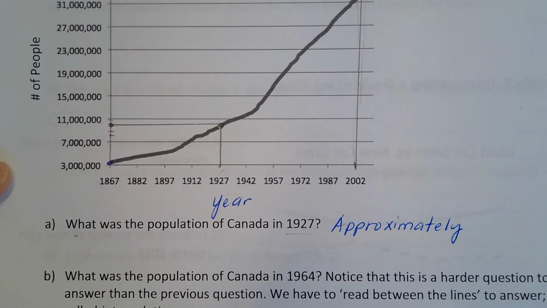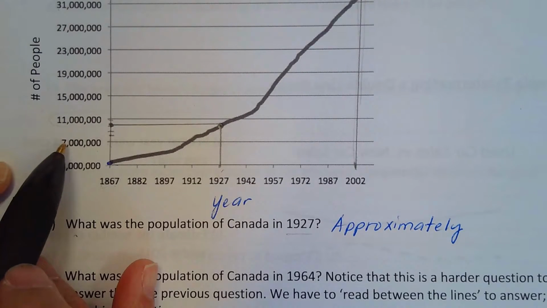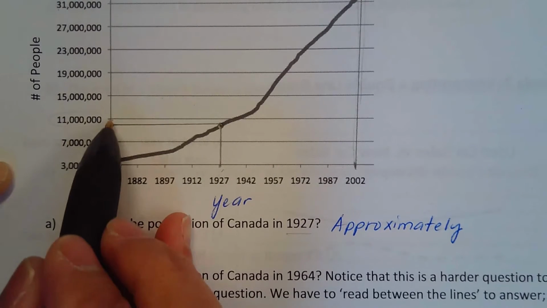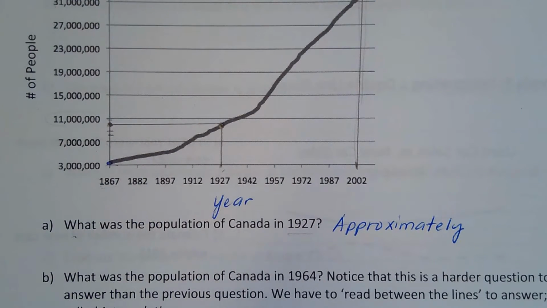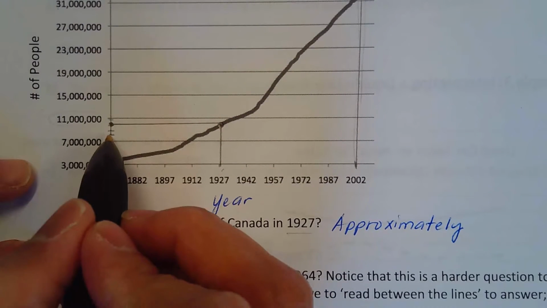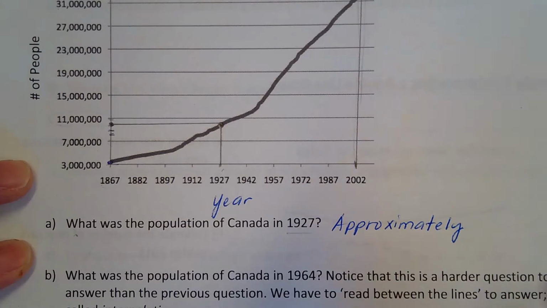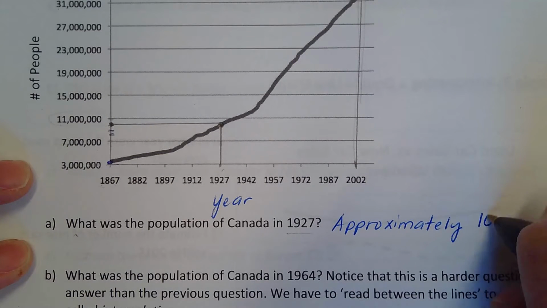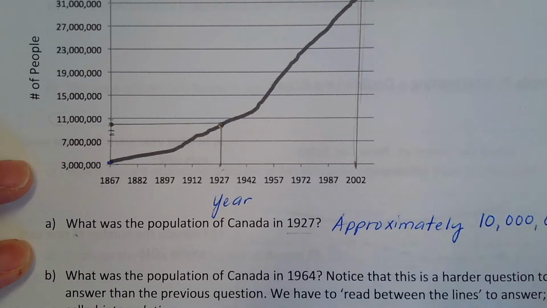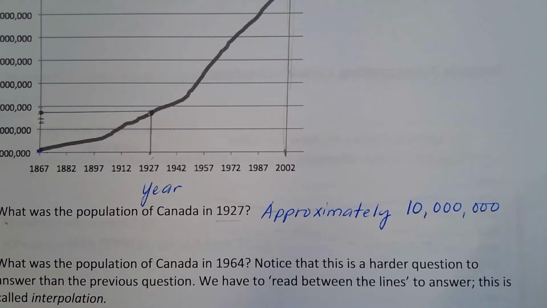So this is going to be approximately, when you look at this, 7 million to 11 million. That's a 4 million gap, right? The 4 million in between. So if you cut it into millions, it's going to be approximately 10 million people.